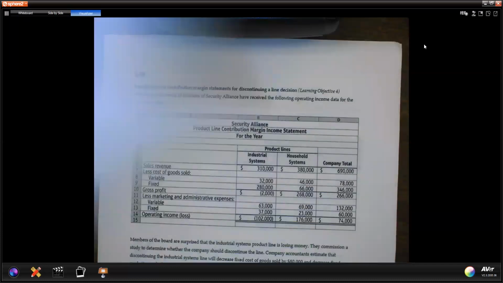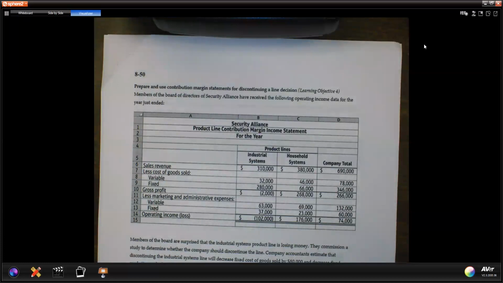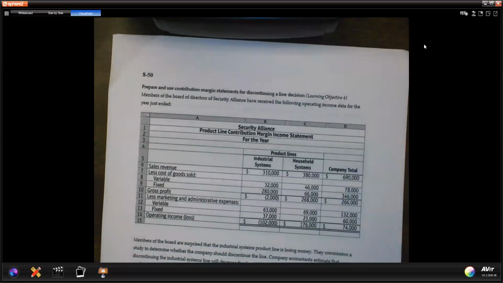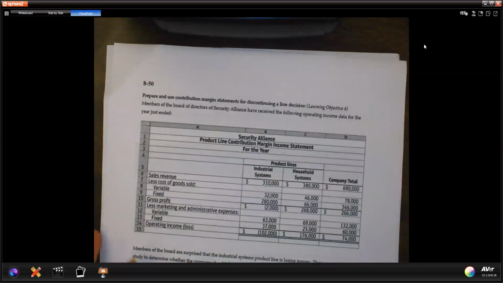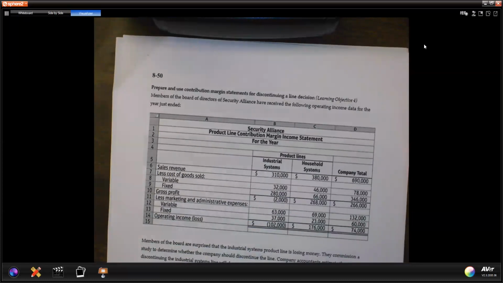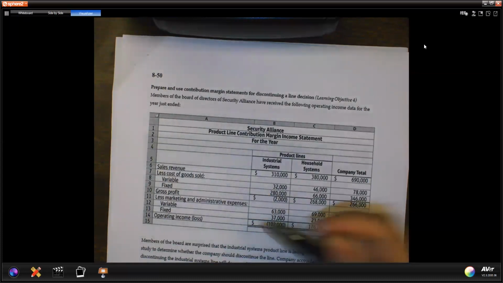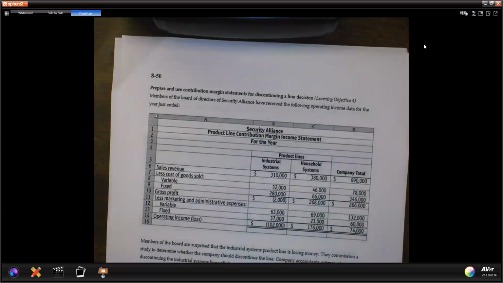Okay, so that's the situation, and then we look at our problems. I think we did one using My Accounting Lab, so we just go ahead and do the others. The first one, 8-15, should be similar to one of your My Accounting Lab problems, so I'll go ahead with this one, talking about a discontinue-a-line decision.